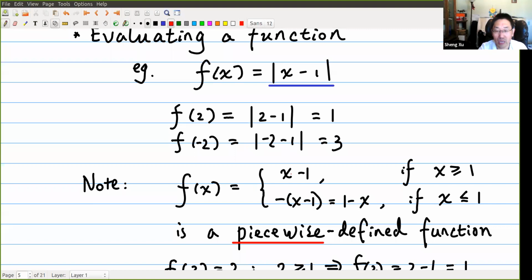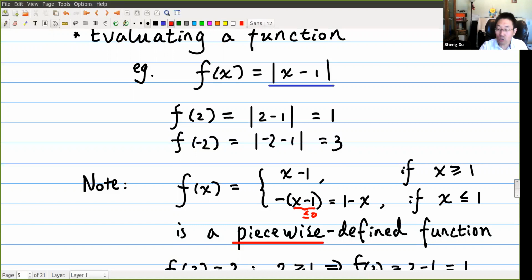If x minus 1 is non-positive, right? So 0 or negative, or say x is less than or equal to 1, then when you take the absolute value of a non-positive number, the answer should be what? It should be the opposite of this number, right? Say the absolute value of negative 3 is positive 3. So you need to put a negative in front of x minus 1. This x minus 1 now is non-positive, so negative times non-positive gives you a non-negative number, so it's 1 minus x. So if x is less than or equal to 1, then f(x) is equal to 1 minus x.